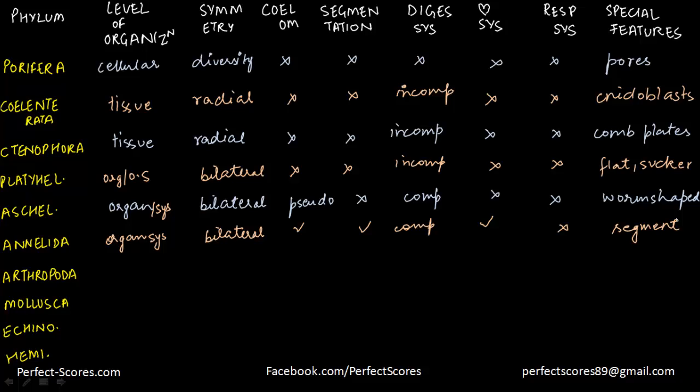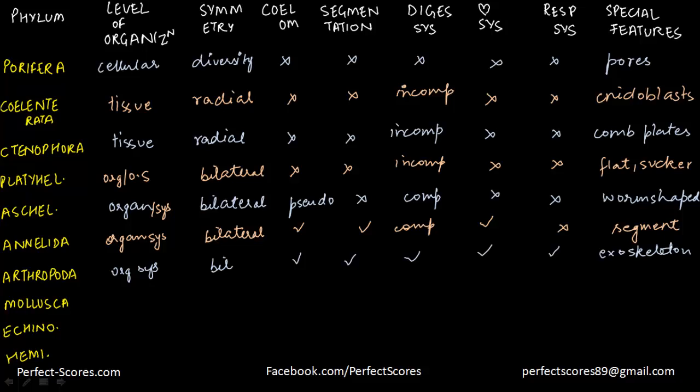The special features of Arthropoda are that they have an organ system level of organization with bilateral symmetry. The coelom is present in them, and they also have segmentation in them. And digestive system is complete, circulatory system is there, and a respiratory system is also there. The special features are they have an exoskeleton made up of chitin, and they have jointed appendages as well.